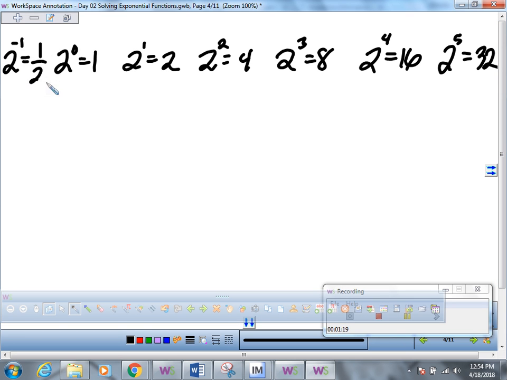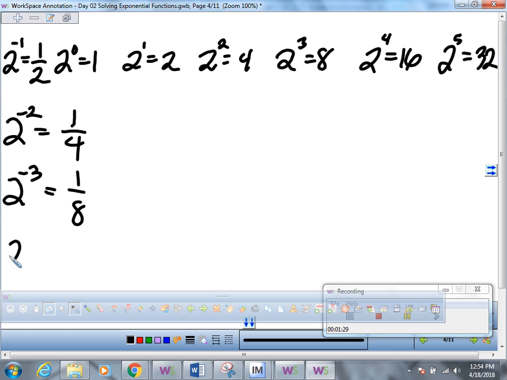1 over 2. What's 2 to the negative 2? 1 over 4. What's 2 to the negative 3? 1/8. They looked at me like I was crazy in the last period. 2 to the negative 4. 1/16. Because positive exponents make things get bigger exponentially, but negative exponents make things get smaller exponentially, right?